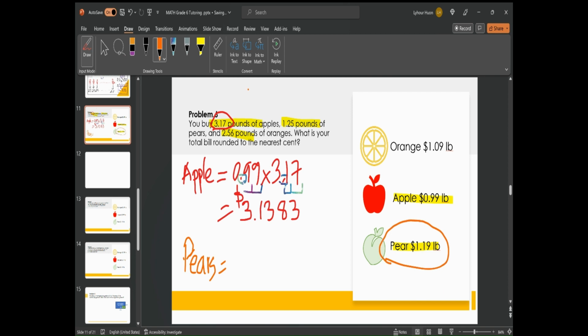Pear costs $1.19 per pound, and we bought 1.25 pounds. So it's multiplication again, correct? So 1.19 times 1.25 equals... This time, can you do 1.19 times 1.25? What is the result?